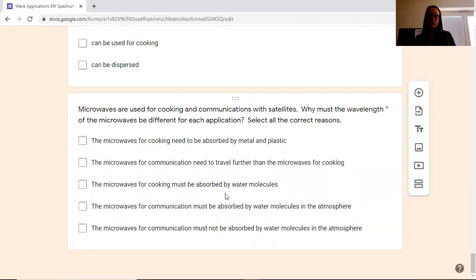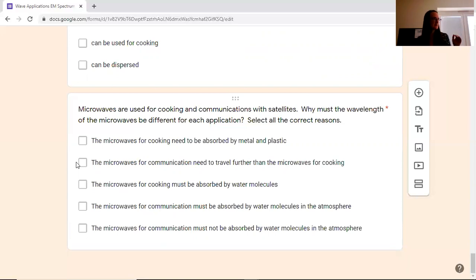Microwaves are used for cooking and communications with satellites. Why must the wavelength of the microwaves be different for each application? Select all the correct reasons. A lot of people selected that the microwaves for communication need to travel further than the microwaves for cooking, but this is not correct. Although it's factually correct, they do need to travel further, it's not why the wavelength must be different.